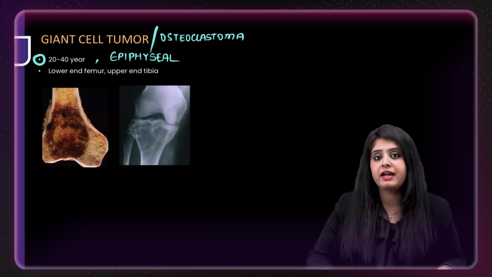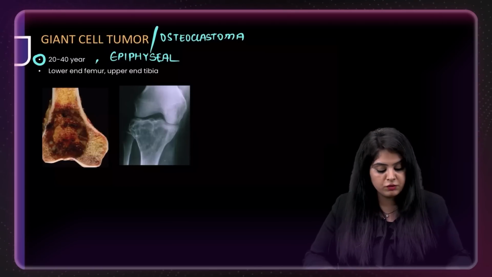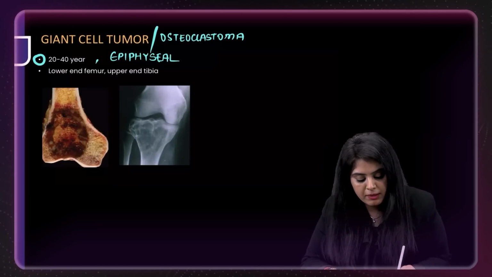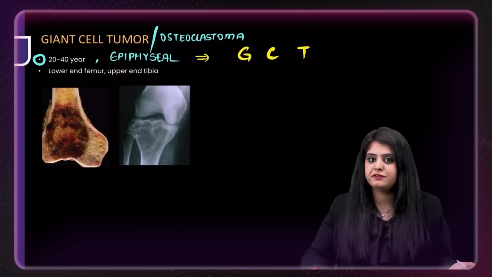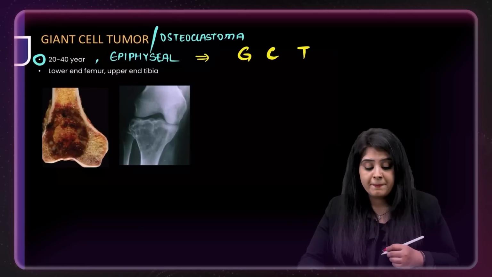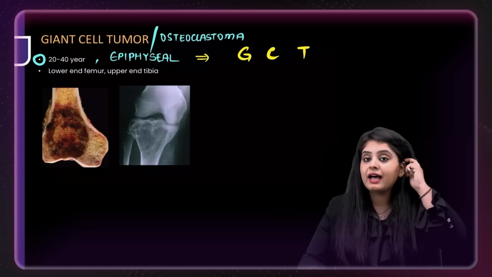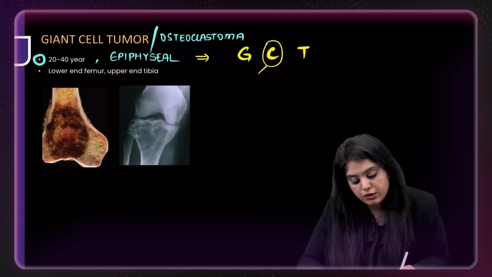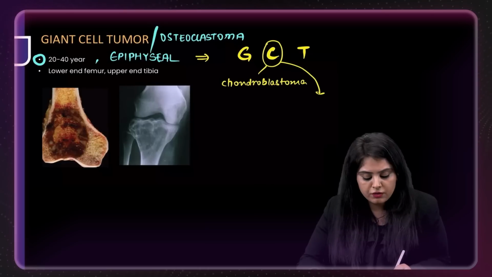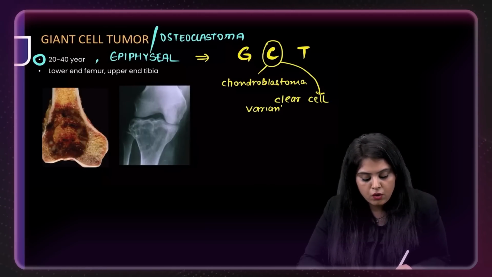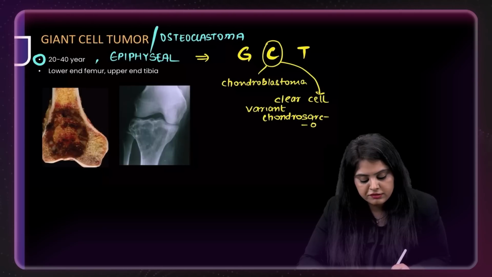Let me tell you the mnemonic right now. Let's start working on our mnemonics also. So what are the epiphyseal tumors? For epiphyseal, your mnemonic is GCT. Of course, giant cell tumor is epiphyseal. But other than that, we also have the C for chondroblastoma. Another giant cell one that I was telling you, chondroblastoma. And which variety of chondrosarcoma? Clear cell variant of chondrosarcoma.